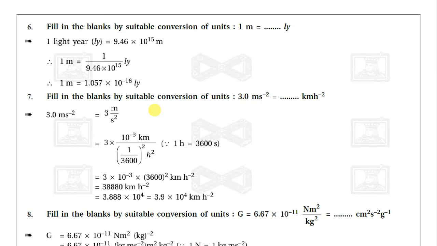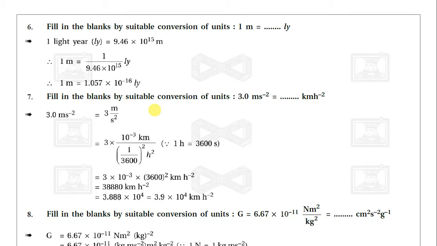Fill in the blank by suitable conversion of unit: 3.0 meter second raised to minus 2 converted into kilometer hour raised to minus 2. So 3 meter is 3 into 10 raised to minus 3 kilometer. Also 1 hour is 3600 seconds. So we will multiply by 1 by 3600 seconds raised to 2.